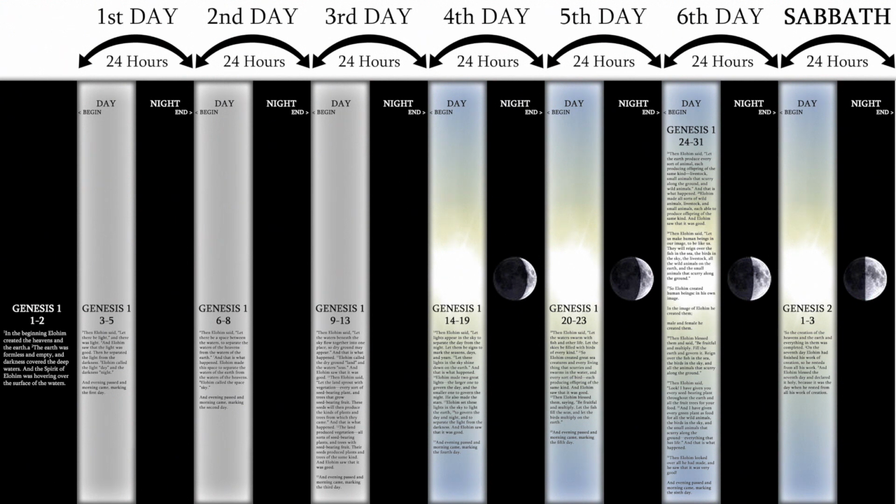So the point is that in order to understand when the day begins, you have to go back to Genesis chapter 1, from verse 3 to verse 5. When he said, let there be light, that was day one. And then he divided the light from darkness, and he called the light day, and he called the darkness night. So that was a 24-hour period.